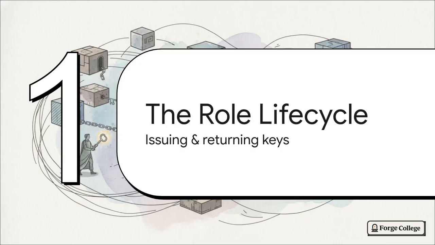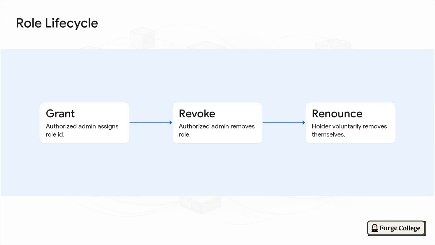Moving right along to Section 3, the role lifecycle. Let's look at how we actually issue and return these keys over time. So the role lifecycle has 3 primary state changes. First up, grant. This is where an authorized admin assigns a role and our mapping flips to true.